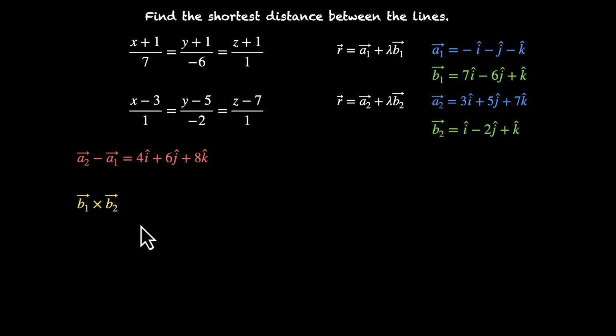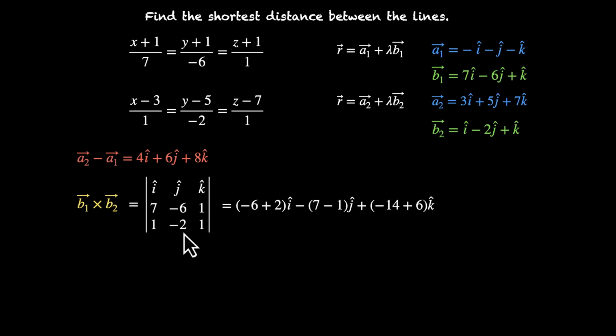B1 cross B2, that's going to be I j k, 7 minus 6, 1, 1 minus 2, 1, determinant of this. So that's I cap times minus 6 plus 2 minus j cap times 7 minus 1 plus k cap times minus 14 plus 6. So this becomes minus 4 I cap minus 6 j cap minus 8 k cap. So that's B1 cross B2.